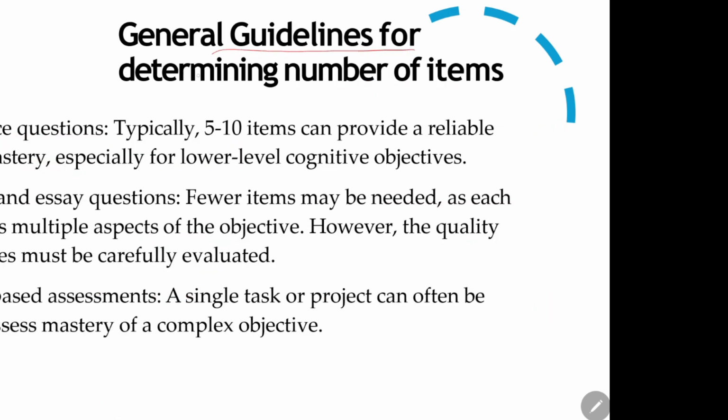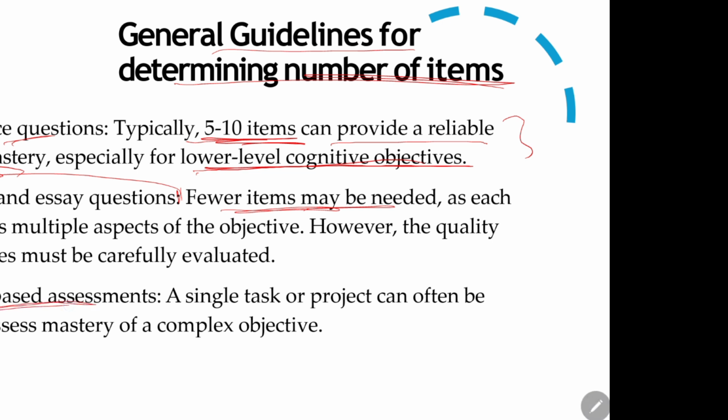Okay, general guideline for determining the number of items. This is the example that I already told you. For MCQ, typically around 5 to 10 items can provide a reliable measure of mastery. Usually for MCQ, they want to test the lower level of cognitive objective. Short answer and essay questions, fewer items may be needed, not much, because we don't have much time. Then the performance based assessment, usually we give in a project based. Usually it is to achieve a complex objective.